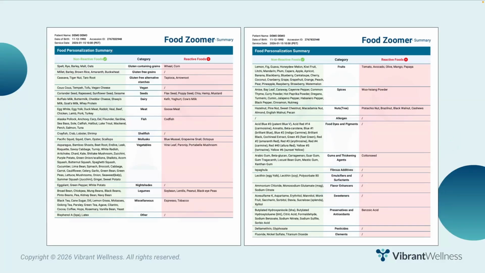Okay, back to the Food Zoomer report. After the index with the list of all the panels comes the personalized summary. The personalized summary is several pages long and lists non-reactive foods on the left and reactive foods on the right for all the panels. This can be very helpful for patients who just want to know what they can eat and what they should avoid.